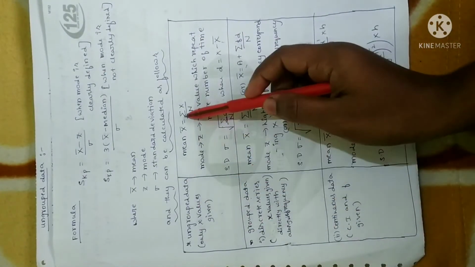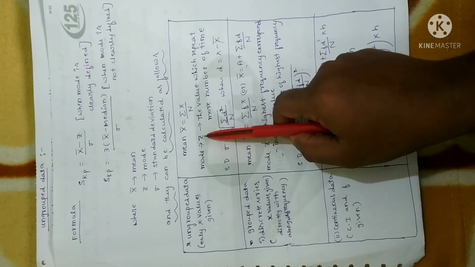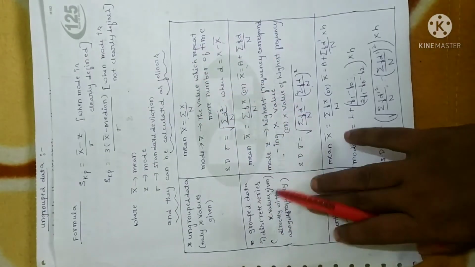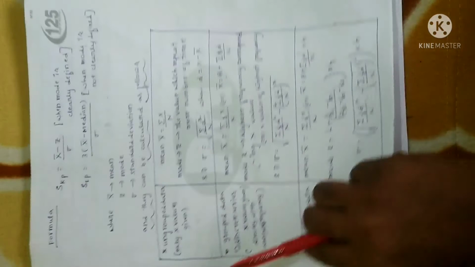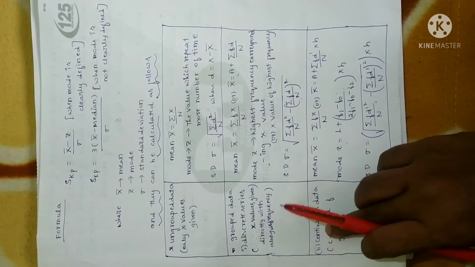Whenever you have ungrouped data, you have to use these formulas. So first let me decide the mode. Mode is none other than the value which repeats more number of times for ungrouped data. I am showing this for your reference, so you can refer to this table so that the entire information will be collected at once. Now this is what we have.